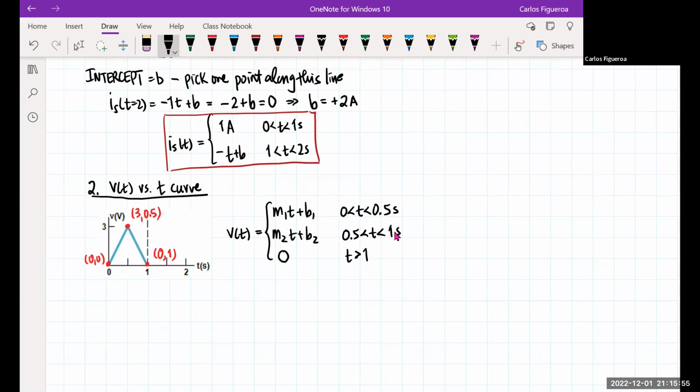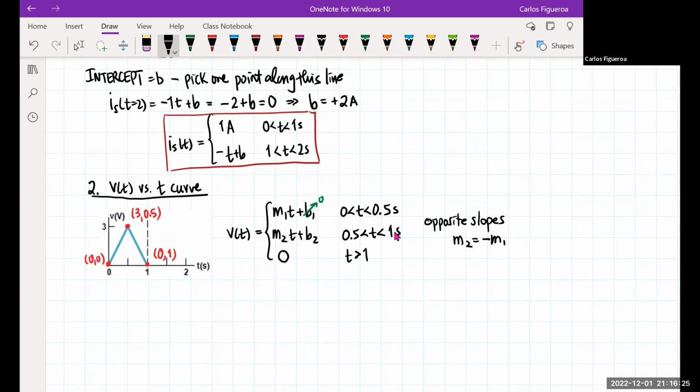Now, when I look at this thing, there's a couple of things that I could say. Immediately, we can look at this and say this slope is 0. You can see that it starts at the origin. And if you also look at these slopes, you can see that they have opposite slopes. So that means that M2 is going to be minus M1. So I can refine these equations just a bit more.